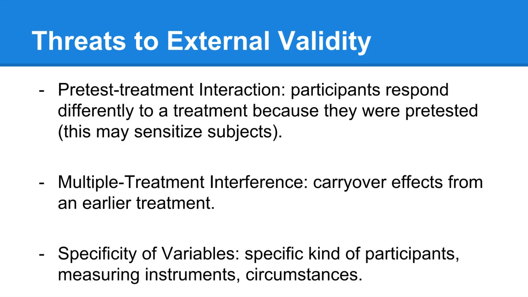Now we are going to talk about the threats to the external validity. So what is going to threaten our study to make it general to all the population? It is the pre-test treatment interaction, where participants respond differently to a treatment because they were pre-tested. So they are aware of, maybe if you are talking about motivation, they are aware of that thing and they might react or respond differently.